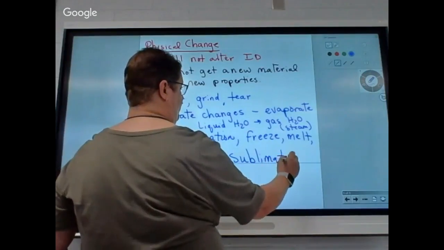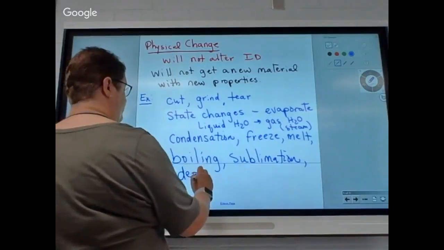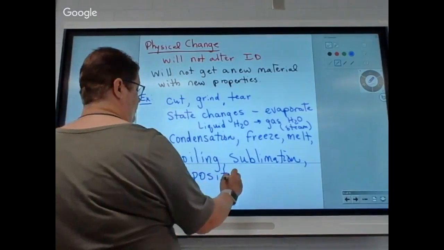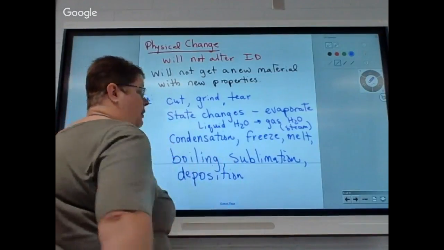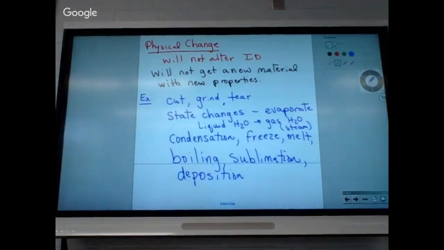Sublimation. The last one is called deposition. And I would have been truly impressed if anybody knew that one. All right, we'll talk about all 6 of those before Christmas when we're all dying to go home for Christmas break. It's in that really, really boring unit I told you about.